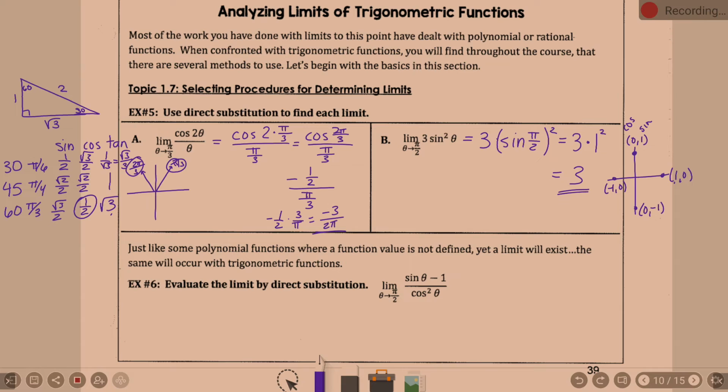Okay, just like some polynomial functions, where a function value is not defined yet, a limit will exist. The same will occur with trig functions. Evaluate this limit by direct substitution.